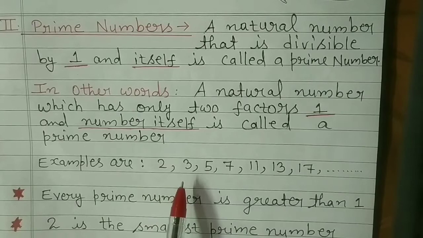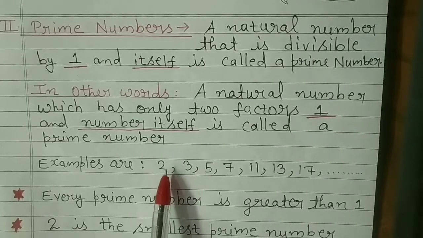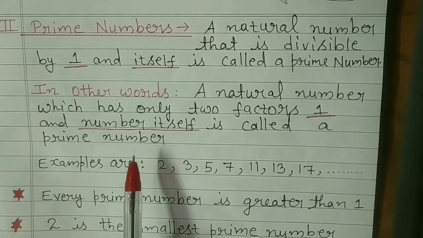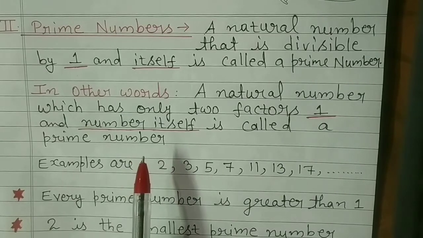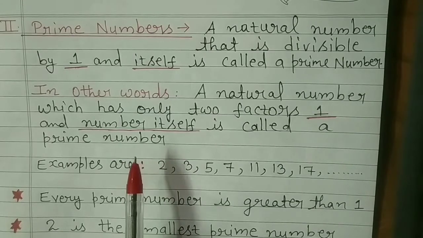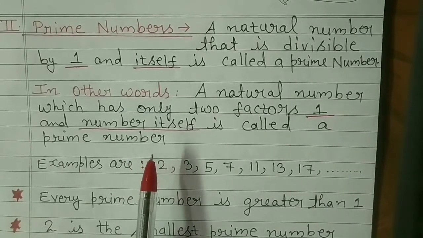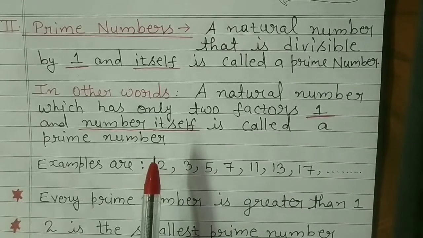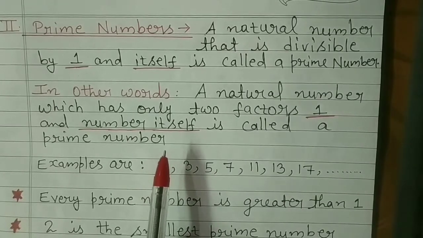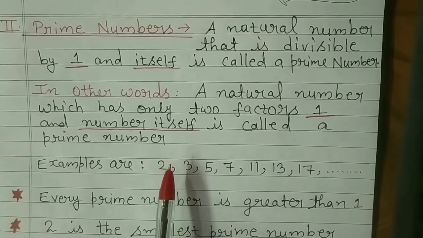Clear? So in your maths book, the list of all the prime numbers from 1 to 100 is already given. And you have to learn those prime numbers from 1 to 100. Okay? You have to keep in your mind what the prime numbers from 1 to 100 are.